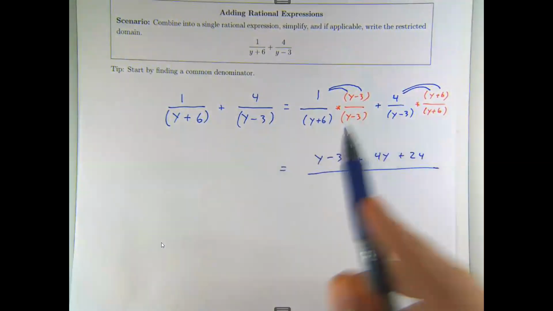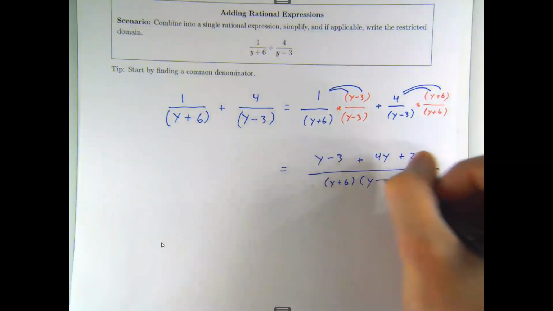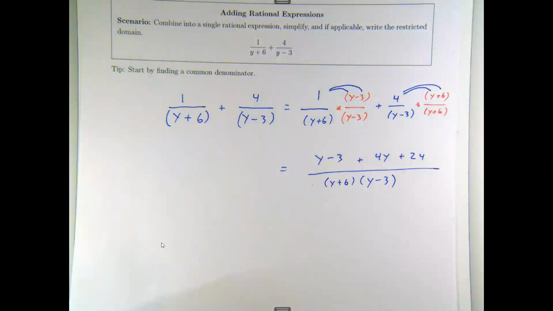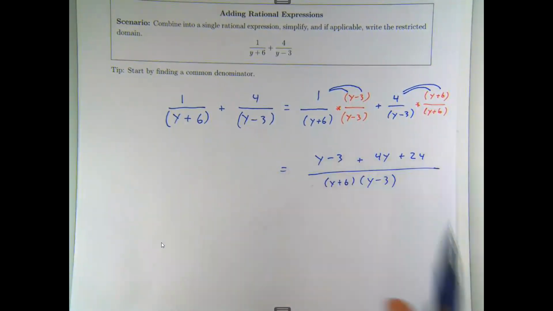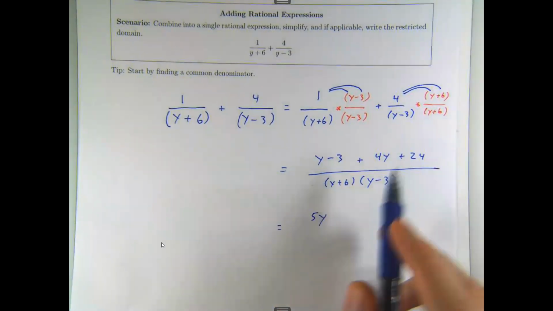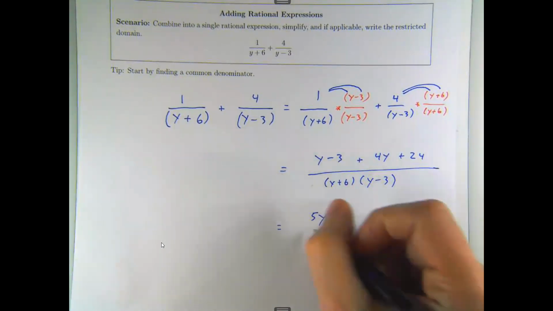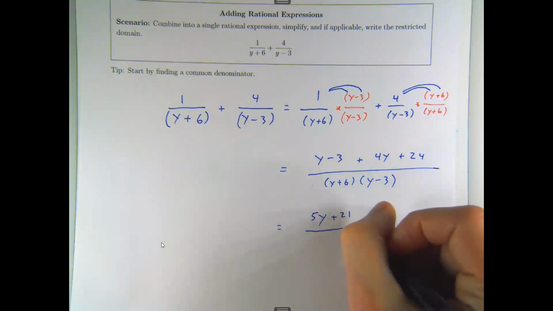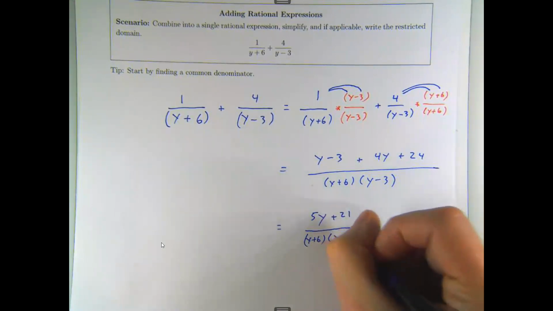Now that I have a shared denominator of y plus 6 and y minus 3, I can combine the tops just by adding them together. Now I might be able to simplify this some more, so let's see what happens if I combine my like terms. y and 4y is going to give me 5y. And 24 take away 3 is going to give me 21. In my denominator, I still have y plus 6 and y minus 3.